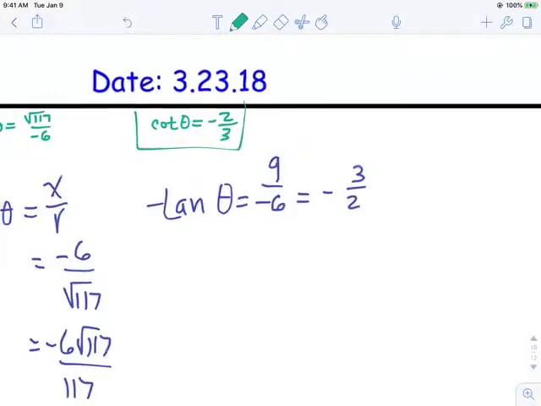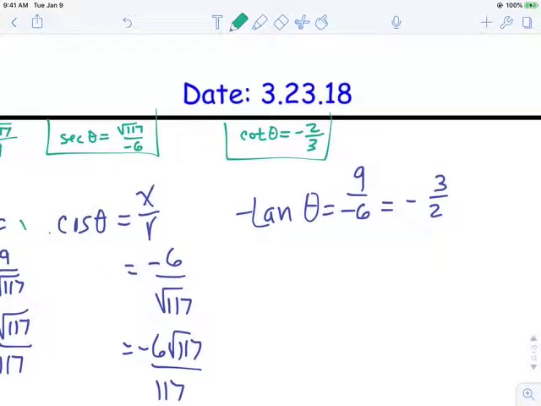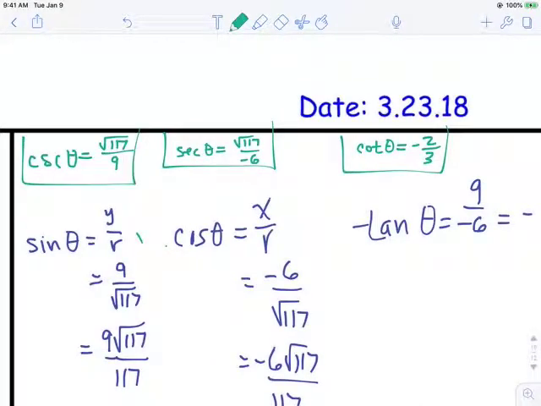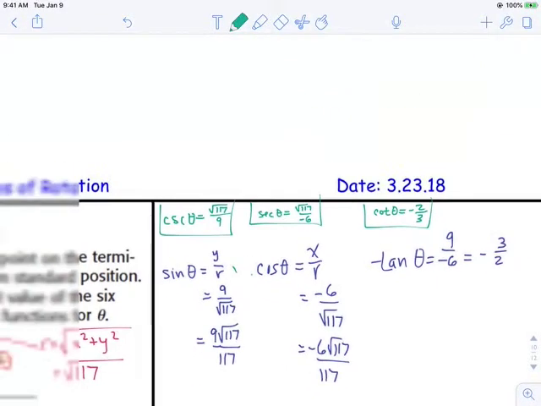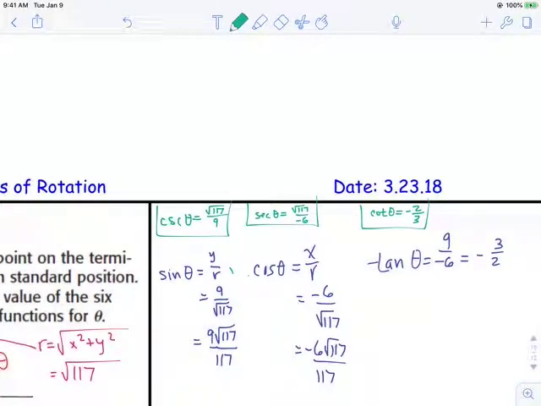So do what's easiest, right? I already have them reduced, so might as well use them. If I do this one, I would have had to do more work to get back to here. If I use this one, I would have had to do more work to get back to here. If I use this one, I would have to reduce, right? So choose what's easiest, if you've already done the work. Good?